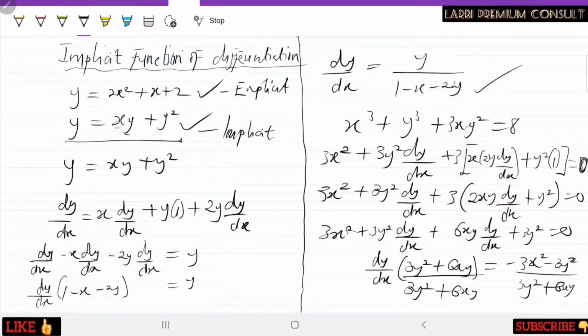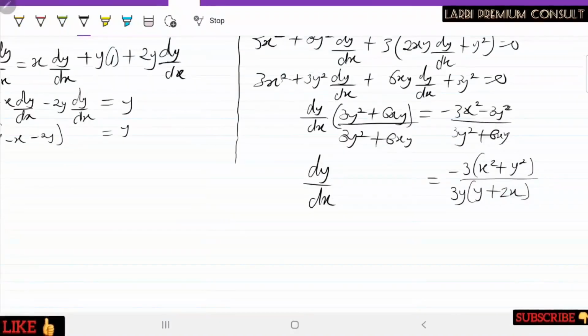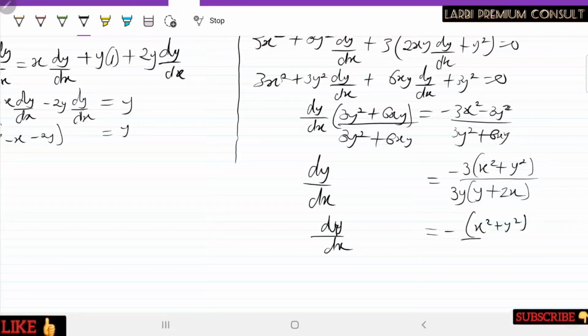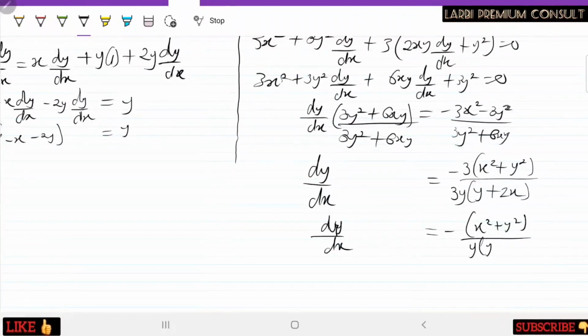So once I get to this stage, I can write this. Okay, so remember, this 3 can cancel this 3. So at the end of the day, I can say that my dy over dx is going to be negative bracket x squared plus y squared all over y into bracket y plus 2x. And that's going to be my answer in that case. So let's take note of that.